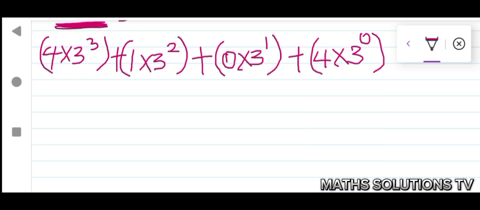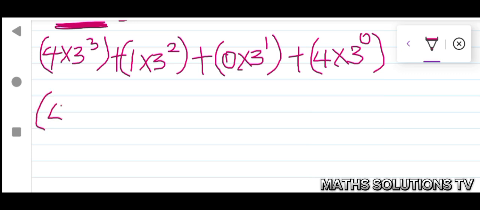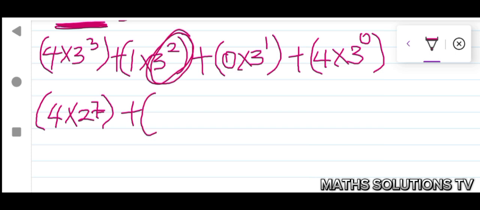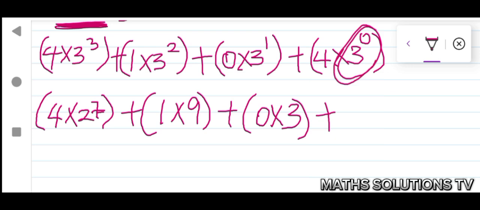Now 3 power 3 simply means 3 times 3 times 3, and that is 27, right? So in this case, we write 4 times 27, then plus 3 raised to power 2, which simply means 3 times 3, which is 9, so we have 1 times 9, then plus 3 raised to power 1, which is still that same number, so 0 times 3, plus, and any number raised to power 0 is always 1, so that is 4 times 1.